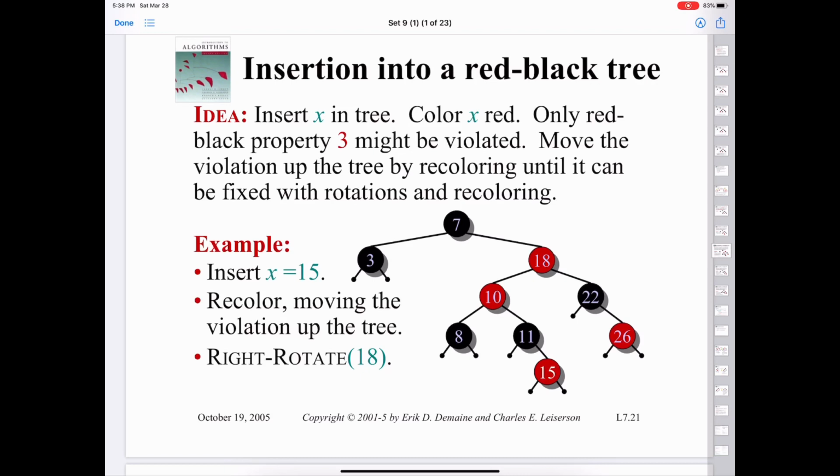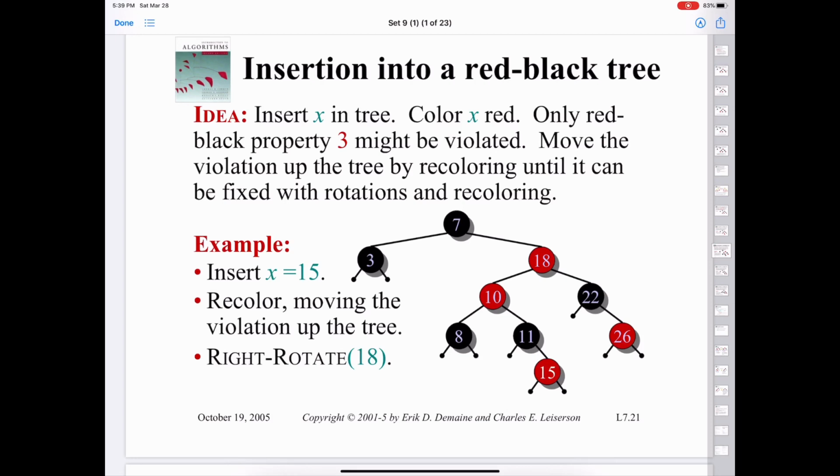It's not an algorithmic approach yet, but I just want to tell you how we are moving the violation up in the tree. The reason why we colored both 8 and 11 black is that we want to make sure that the black height remains the same.